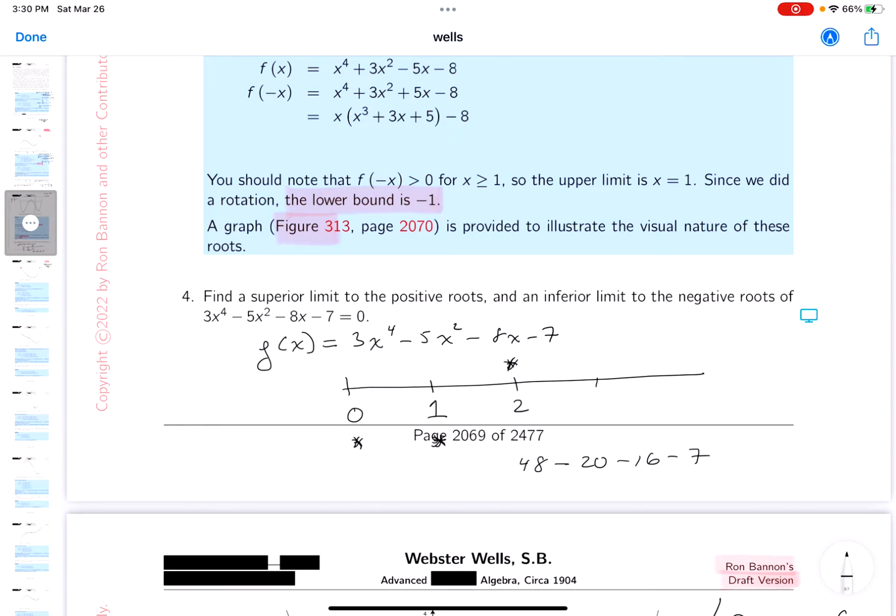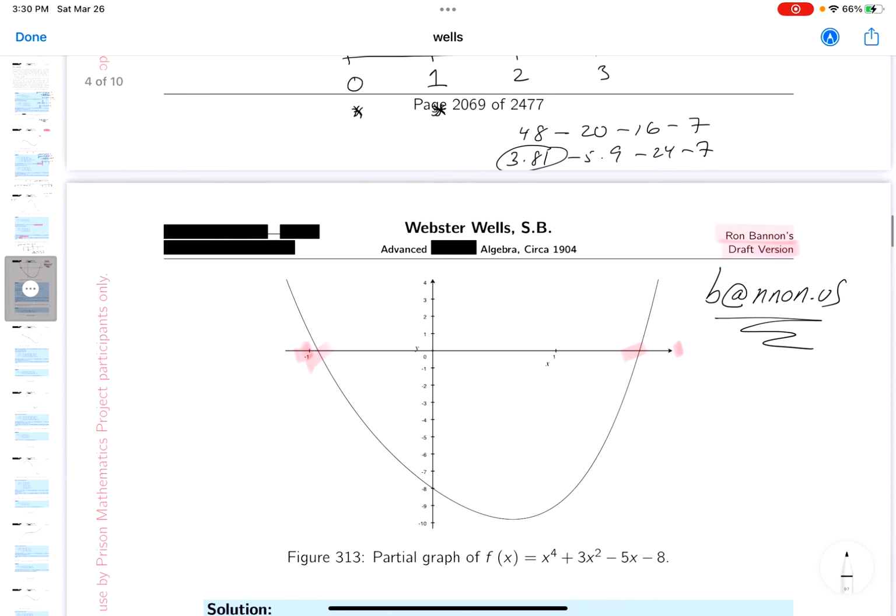Now let's just go to 3. Just see what happens, all right? 3 times 81, not even going to do it, minus 5 times 9, minus 24, minus 7. I think you get the impression now that that 4th degree term is really taken off, all right? So what's the upper bound in that? The number 2.